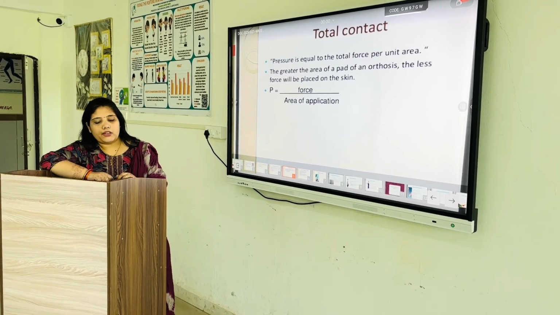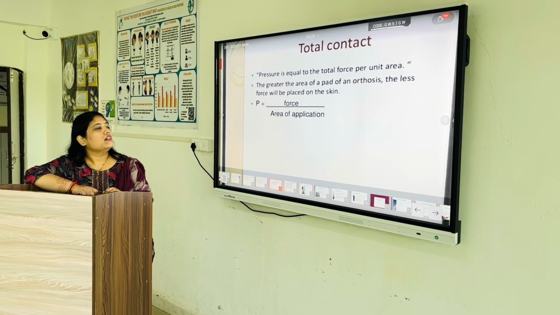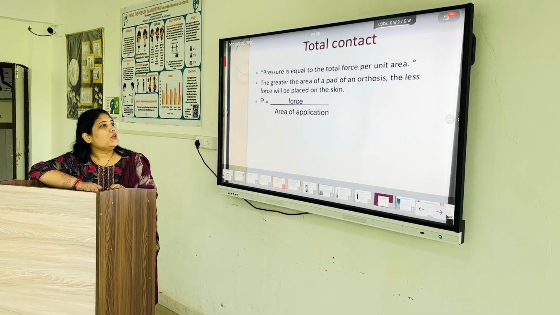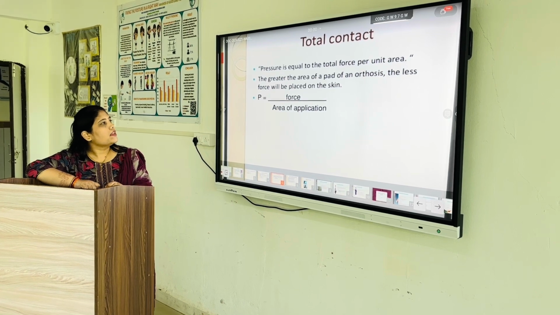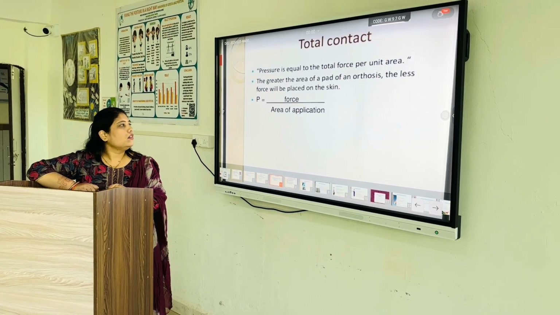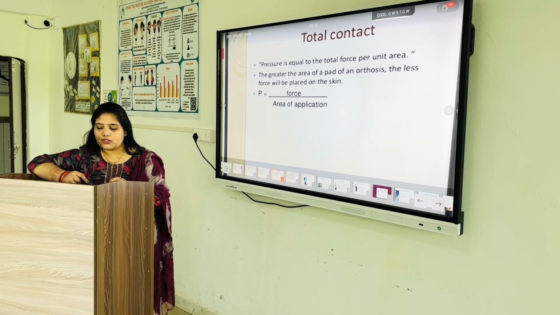Next, total contact. Pressure is equal to the total force per unit area. The greater the area of the pad of an orthosis, the less force will be placed on the tissue. That means P is equal to force upon area of application. This is the formula for the total contact pressure.